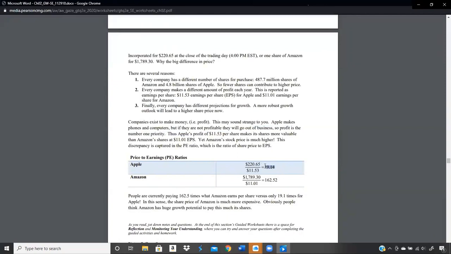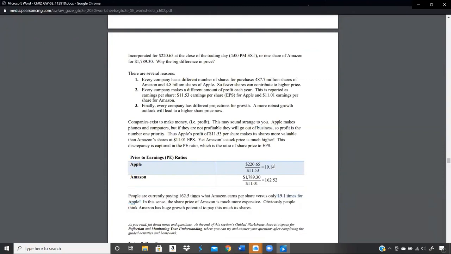But again, the fact that the PE ratios are 20 and 160 is saying that people are paying 162.5 times what Amazon earns per share versus only 19 times per share for Apple. So the idea there is that people are overvaluing Amazon in one way, because they're paying 162 times what it's earning, whereas for Apple they're only paying 19 times what it's earning. Now, again, that doesn't mean that the company can't just keep kicking butt and making people scratch their heads and going, why is this still happening? But it's a traditional way.